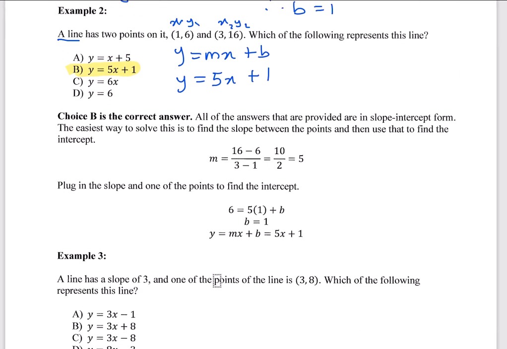Let's see this example 3. A line has a slope of this. So they've given you the slope of the line already. So if you are using y equal to mx plus b, you know the slope to be 3 already. And one of the points of the line is this. Which of the following represents the line? So when you want to represent a line, or write a line like an equation, we just need the slope and a point. That's just what we need.